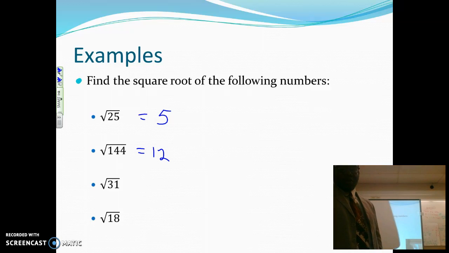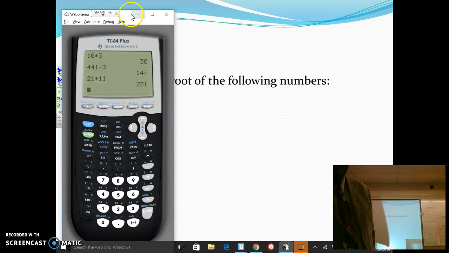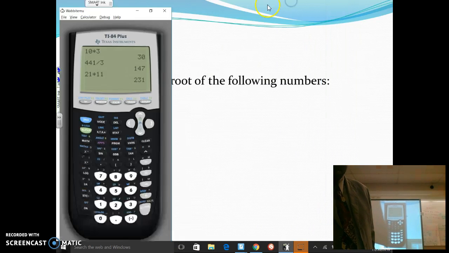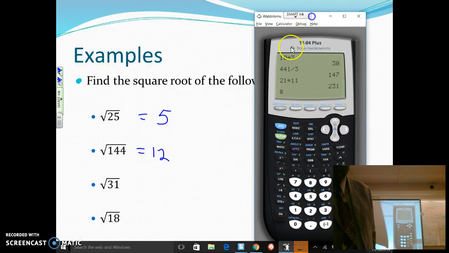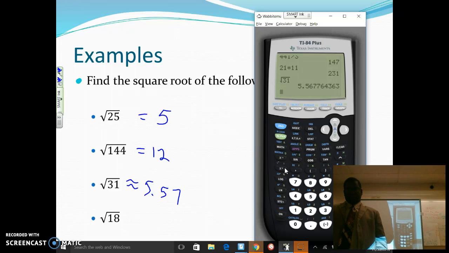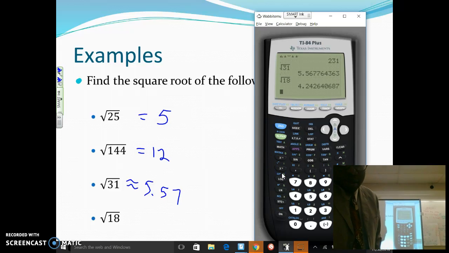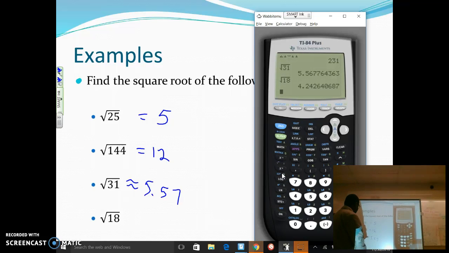Now, when we have a number like 31, there's not two integers that perfectly work for that. So here's where we would use our calculator to simply type in the square root of 31. And we would get approximately 5.57. And we can do the same thing with the square root of 18. And it's about 4.24.